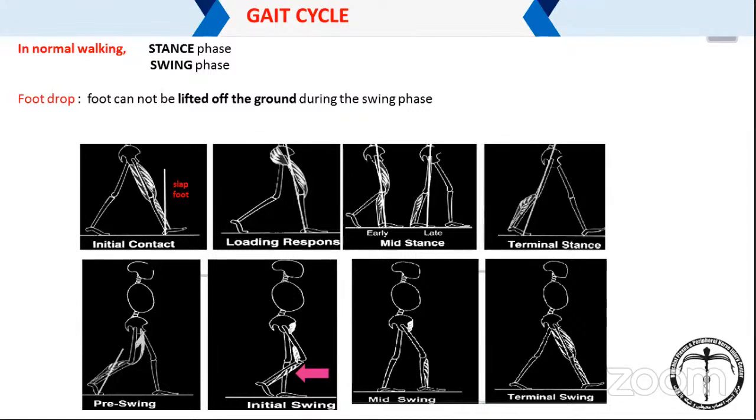Before I explain the presentation of the foot drop, it's necessary to review the gait cycle. In normal walking, there are two phases. One is the stance phase, when one foot is bearing all of the body weight, and the swing phase, when one foot is not touching the ground. As you see in the figures, the dorsiflexors are active in the swing phase and early stance. So in paralysis or weakness of these muscles, the foot cannot be lifted off the ground during the swing phase, which we will see in foot drop.